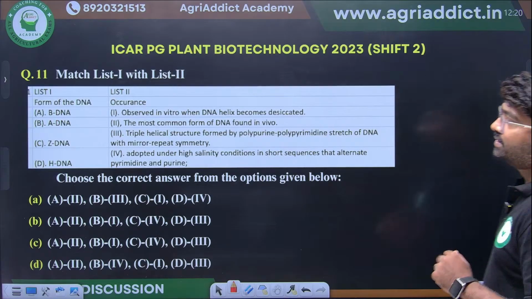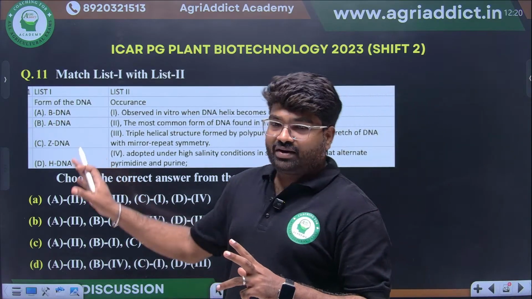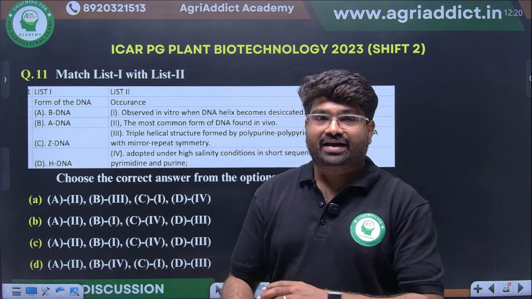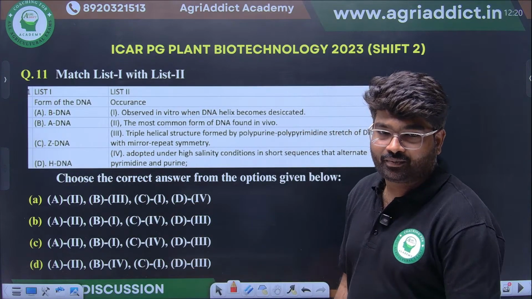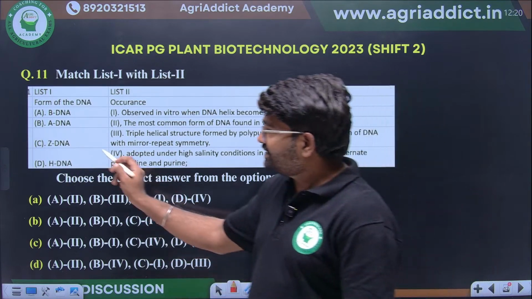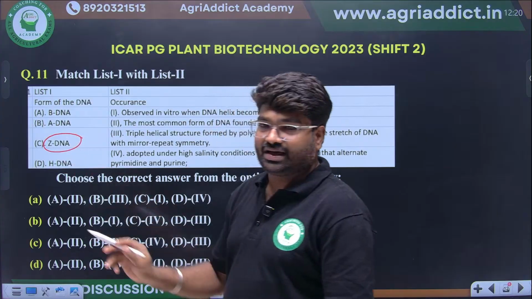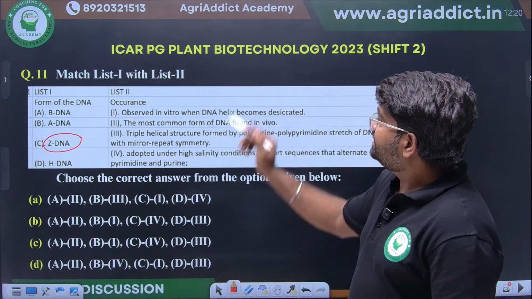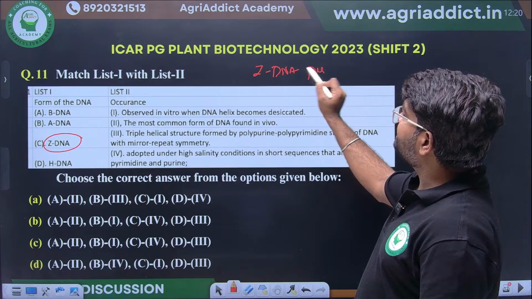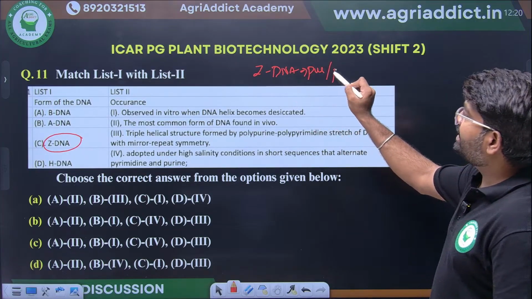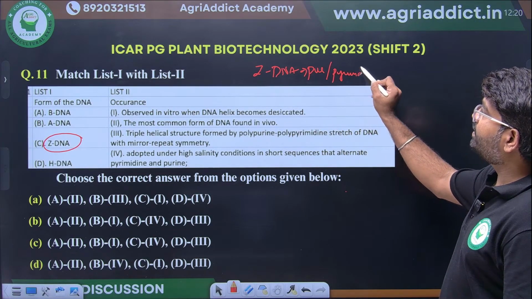Clear? They have given here different forms of DNA: A DNA, B DNA, Z DNA, and H DNA. First, the most important thing is Z DNA you have to think about. Z DNA, this is what? It will have alternating purine and pyrimidine. This I told in class. Purine and pyrimidine nucleotides will be there.